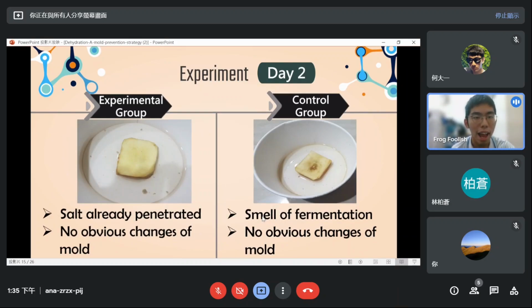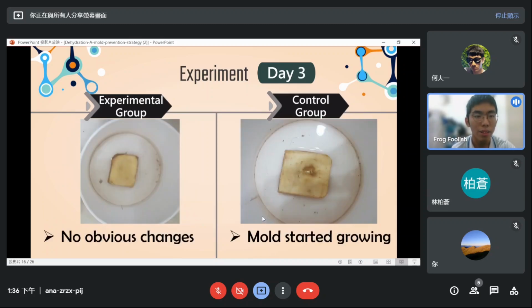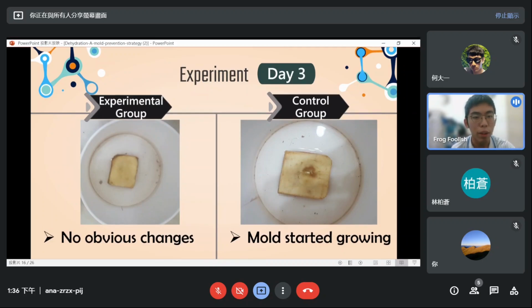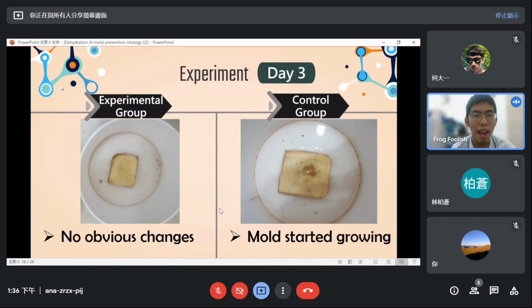First, the salts that were added on slices all penetrated in both groups. And strangely, there was a smell of fermentation in the control group. Lastly, there are no obvious changes to both groups, which was similar to that on day 1. On day 3, some distinctions could be seen from now on. For the experimental group, they still look the same, but let's watch closely at the control group. We could discover that mold started growing.